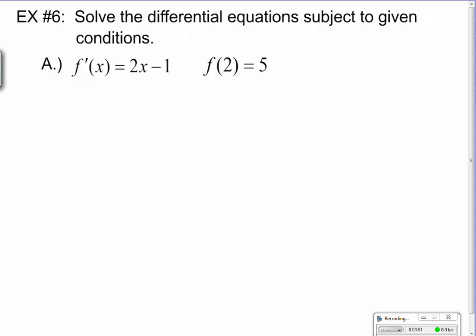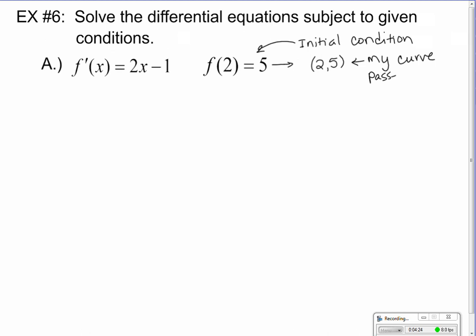All right, so number 6 says solve this differential equation given these specific conditions. Well, this is my initial or my specific condition. So I'm just going to call this my initial condition. When I plug in 2, I get out 5. And a way to interpret that f of 2 equals 5, right? So I know my curve will pass through this point. Take a note of that. It passes through this particular point.